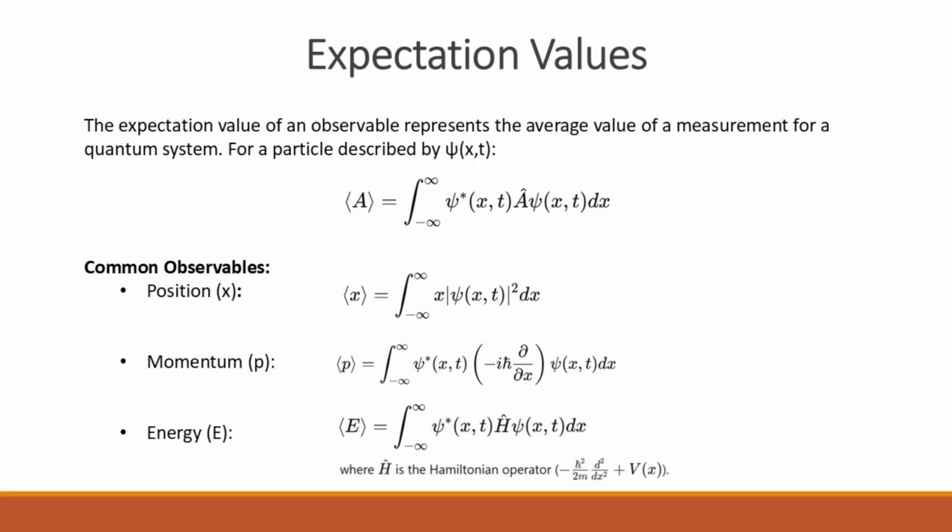Expectation values are the quantum mechanical way of understanding average measurements. For position, momentum, and energy, these values provide a statistical interpretation of a quantum system's behavior. Unlike classical physics, where we can precisely measure properties, quantum mechanics gives us probabilistic averages. It's like predicting the most likely outcome of a quantum measurement, bridging the gap between quantum uncertainty and classical predictability.